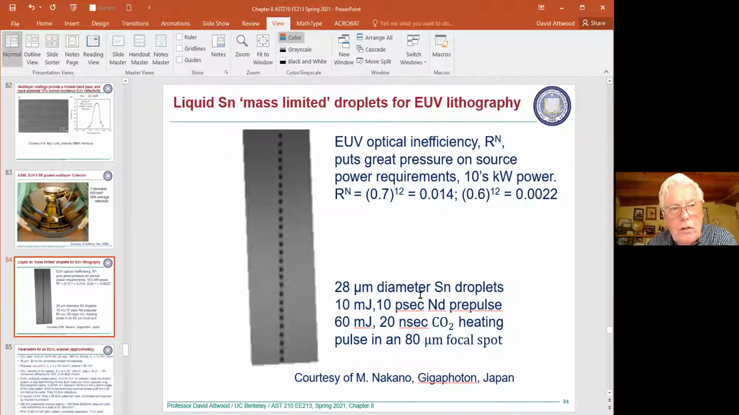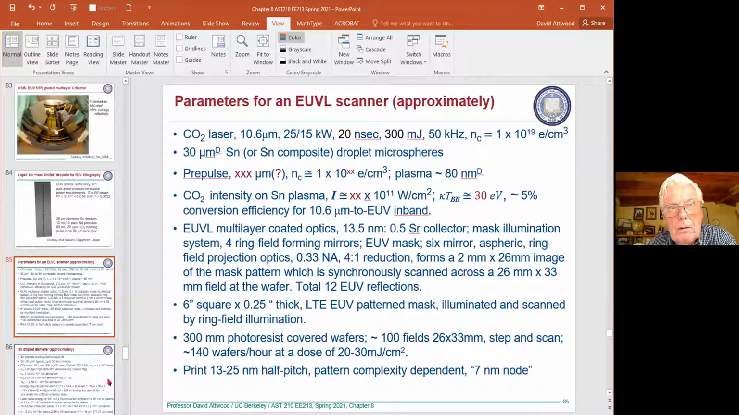Okay, so this is some of the parameters. Some of the parameters I know, some of the parameters I actually don't know well enough. It's because the companies keep things close to their chest and you need a few more details. But anyway, here's what I think we do know.